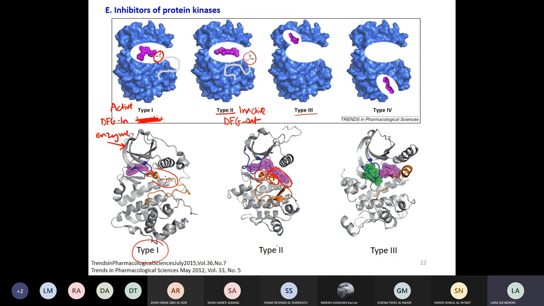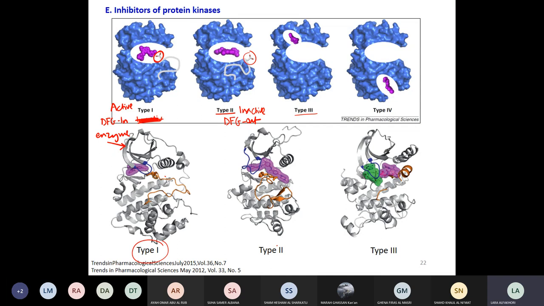Okay? And what is highlighted in purple represents the drug. Let me remove these lines to make it clearer for you. Same thing for type 1. What is highlighted in purple or pink represents the structure of the inhibitor.